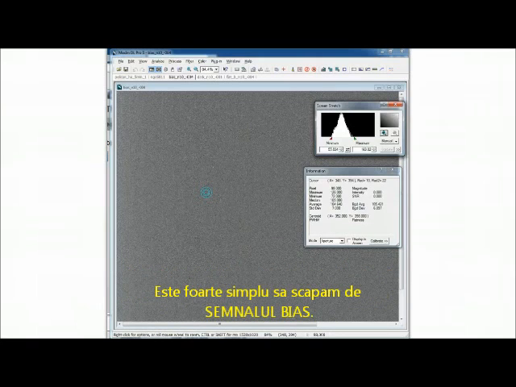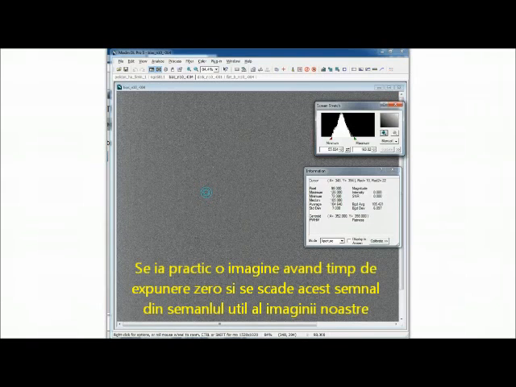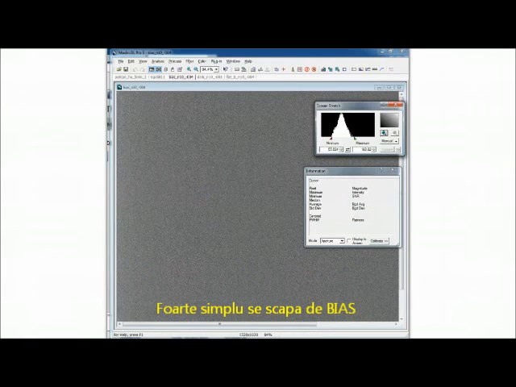It's really easy to get rid of the bias signal though from your image in the end. You basically take an image that's 0 seconds long and you subtract that from the image that contains your image data, and then you're done. Very simple to get rid of bias noise.